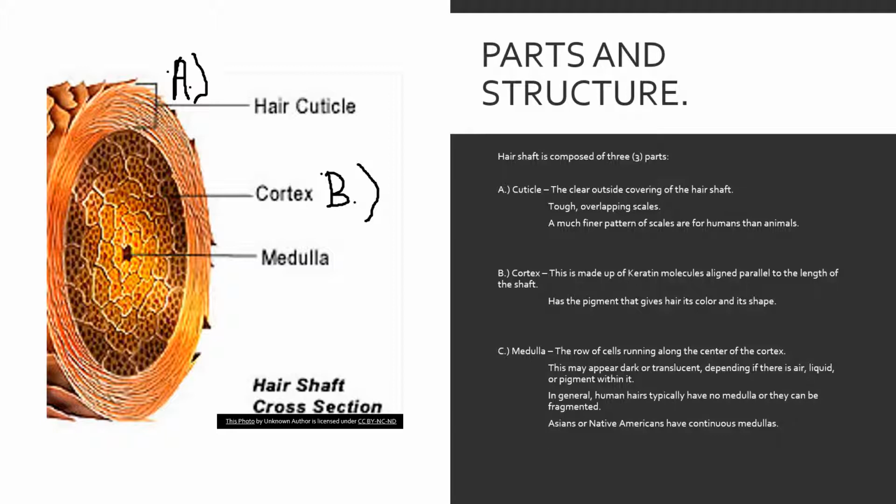And the next part here is letter C, the medulla. So here's letter C, that little middle part here. These are the row of cells running along the center of the cortex. This may appear darker or translucent, depending on if there's air, liquid, or pigment within it. In general, human hairs typically have no medulla, or they can be fragmented or broken apart. However, Asians or Native Americans have continuous medullas. So you can see the different parts and structure of the hair there.